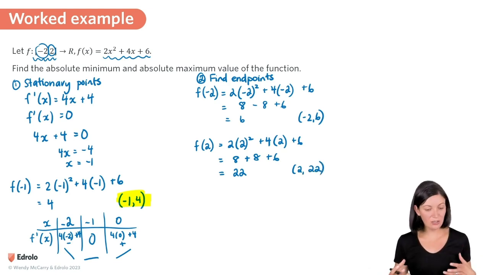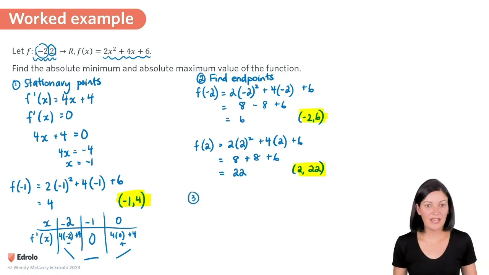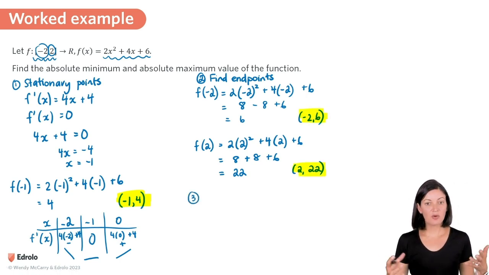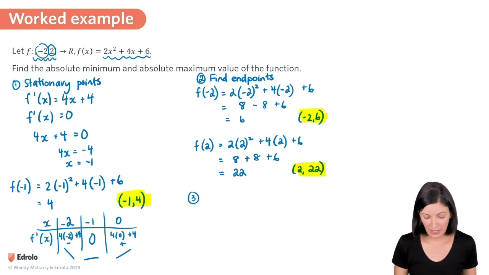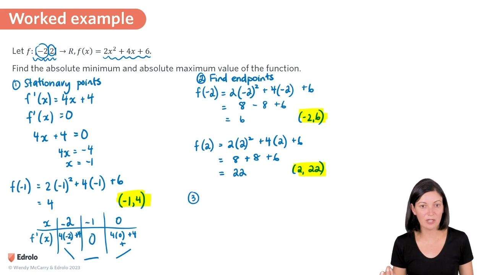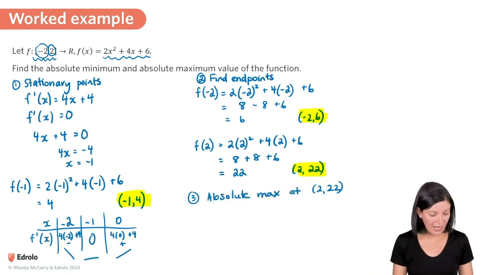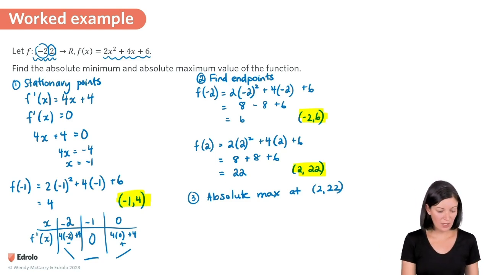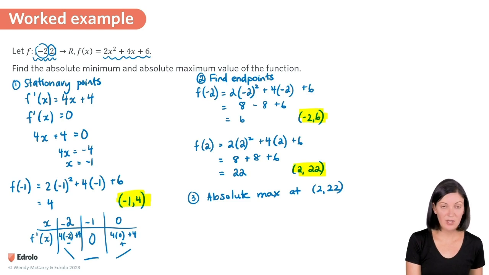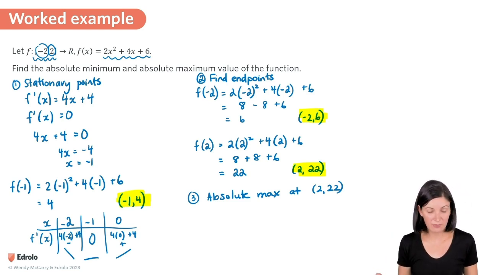Okay, and now I'm going to take a look at these 3 points. So I'll just highlight the other 2. Okay, so taking a look there, my greatest y value is 22. Okay, so that means I have an absolute maximum at the point (2, 22). Okay, and then taking a look at my y values again, I'm going to look for the smallest y value, which is 4. So that means I have an absolute minimum at the point (-1, 4).